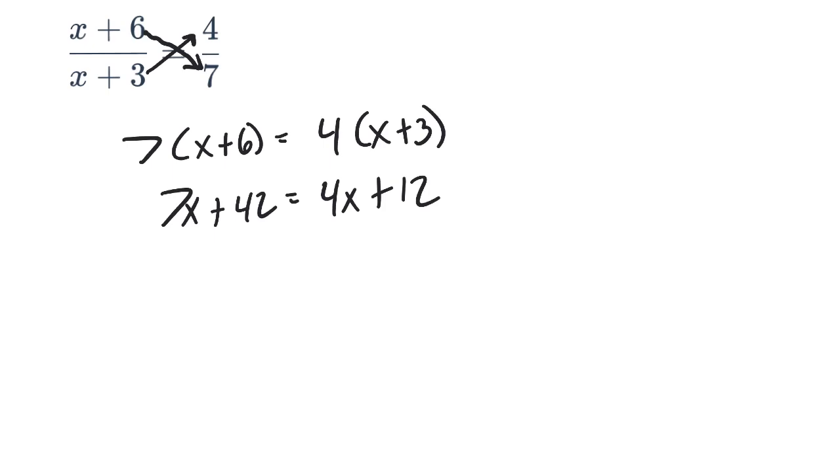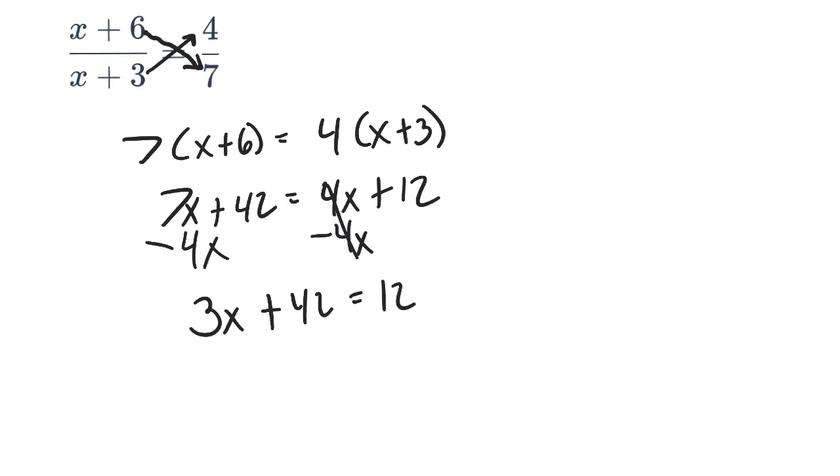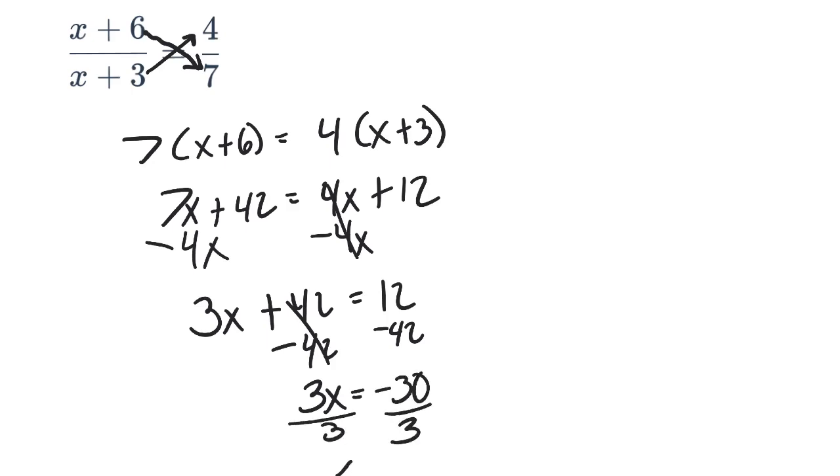We're going to want to keep the x's positive, so we'll cancel from the right side. We've got more on the left, so we want to keep them there. We'll subtract 4x from each side. I have 3x plus 42 is equal to 12. Now I can subtract 42 from each side. I'll have 3x is equal to negative 30, and I can divide by 3, and x will equal negative 10. That's really all there is to it, guys.